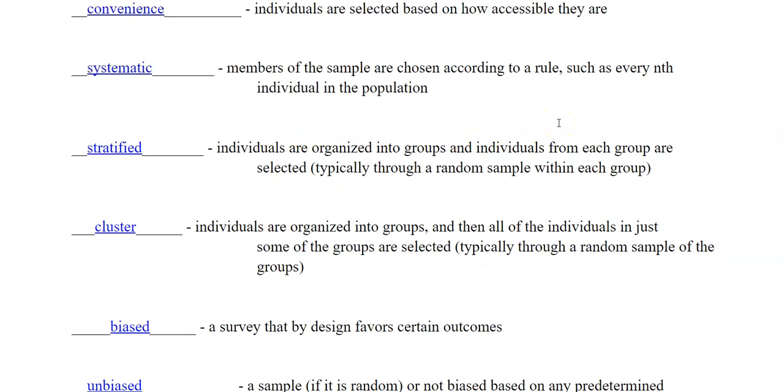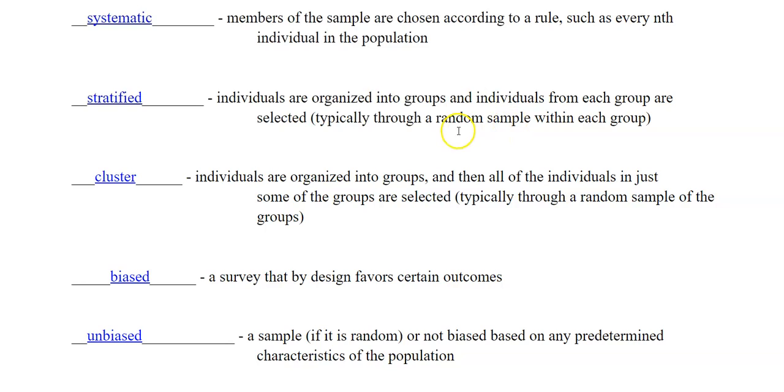Systematic means that they're chosen according to a rule, such as every nth individual in the population. So in other words, if you lined everybody's names up and you said, okay, I'm going to pick every third person, you're trying to be kind of random, but you have a system to it. So that's how you're coming up with who's there.